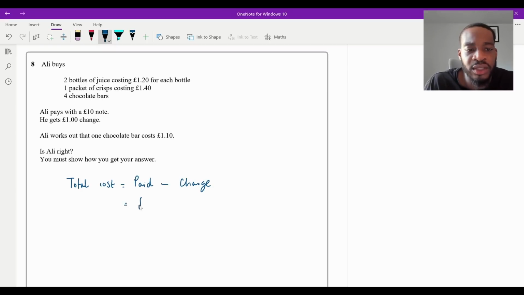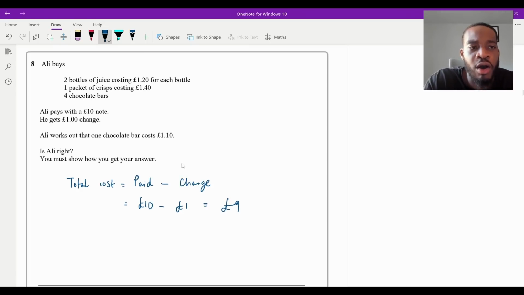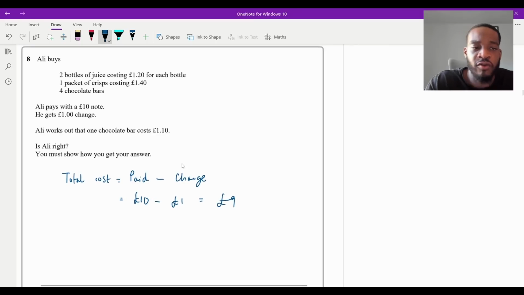And how much you paid was £10. The change he got was £1. So it cost him £9, isn't it? He paid £10. He got £1 change. It must have cost him £9. So we know how much it cost him. So now we need to figure out the cost of the actual products that we do know, which is the bottle and the packet of crisps. So we know that one bottle, B for bottle, is equal to £1.20. That means that 2 bottles is £2.40.